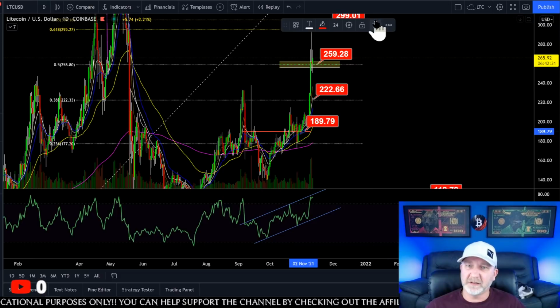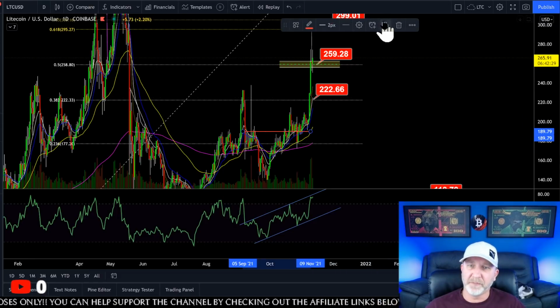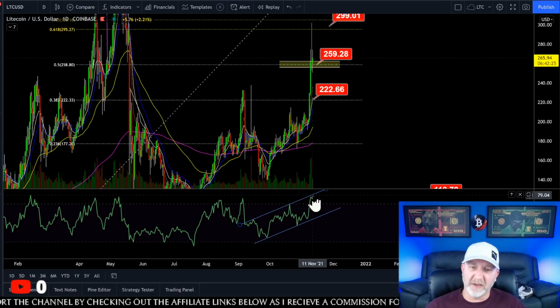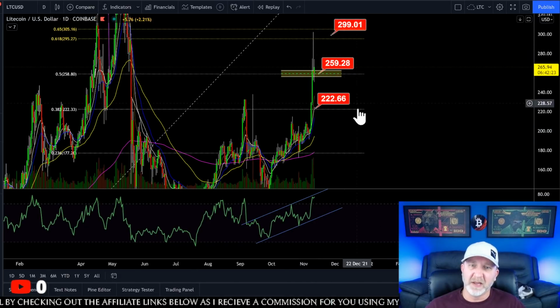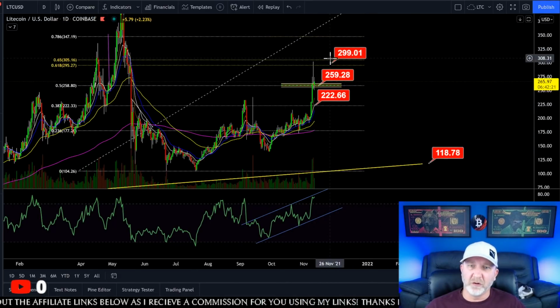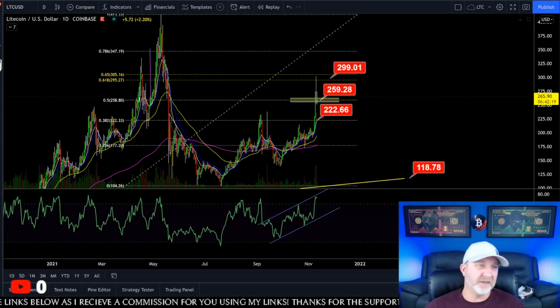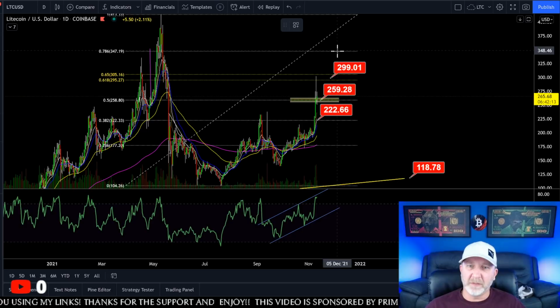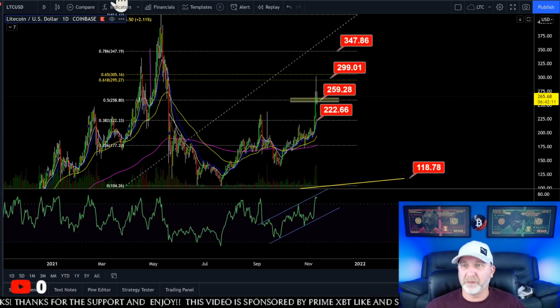Now let's get this stuff out of here, clean this up. Keep an eye on this RSI here too. It's showing one more possibility and one more little kick up and then probably a reversal. So don't know if it's going to hit that 300 or not. But if it does break that 300, your next point to watch for is going to be this 0.786, and that's going to be around 350.